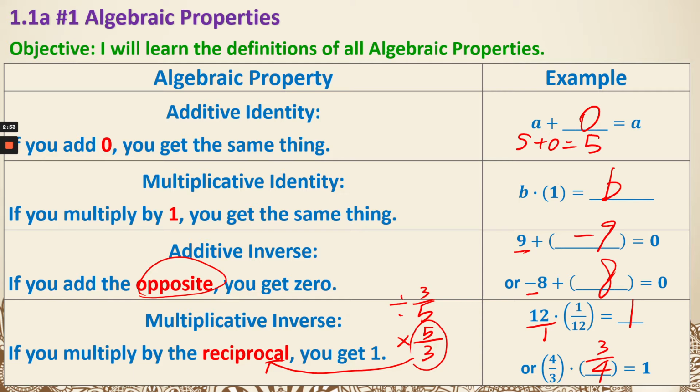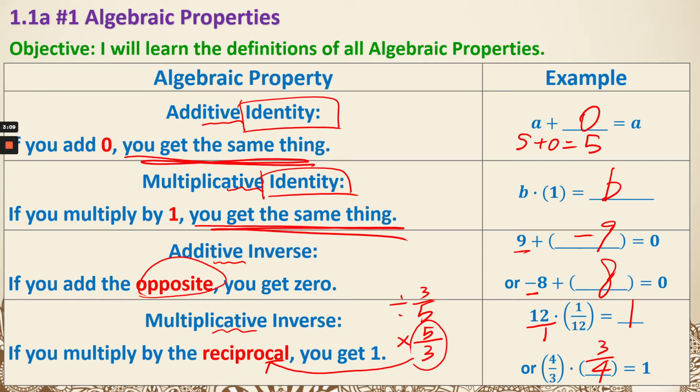These are the first 4. Please make sure you use the right term. It's not addition and multiplication. It's actually additive and multiplicative. You will also need to be able to tell apart identity and inverse. Identity is when you just get the same thing. That's basically what identity means. So here are the first 4.